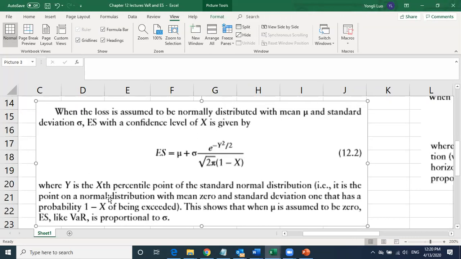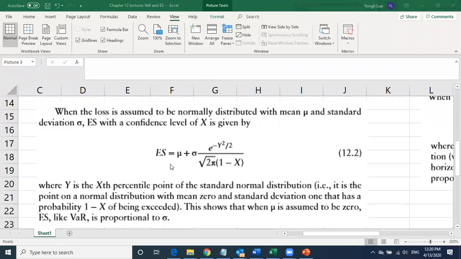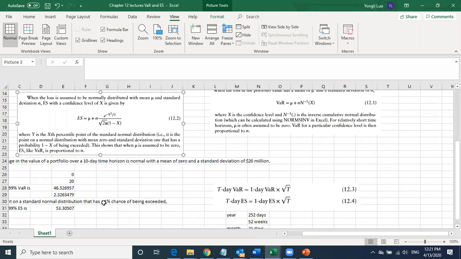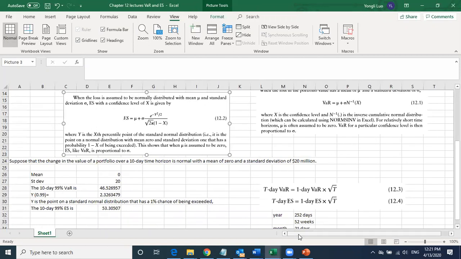This wording is kind of confusing, because we have to calculate y before we use this equation. So what is y? I will show you how to calculate y, and then you can calculate expected shortfall. Let's say we go back to the question.